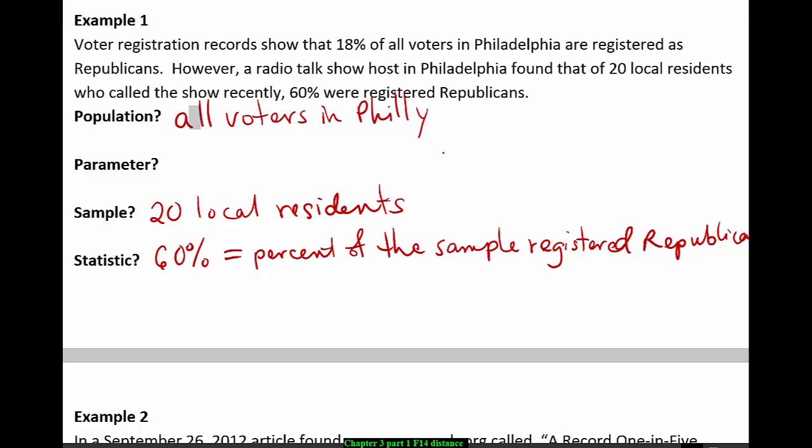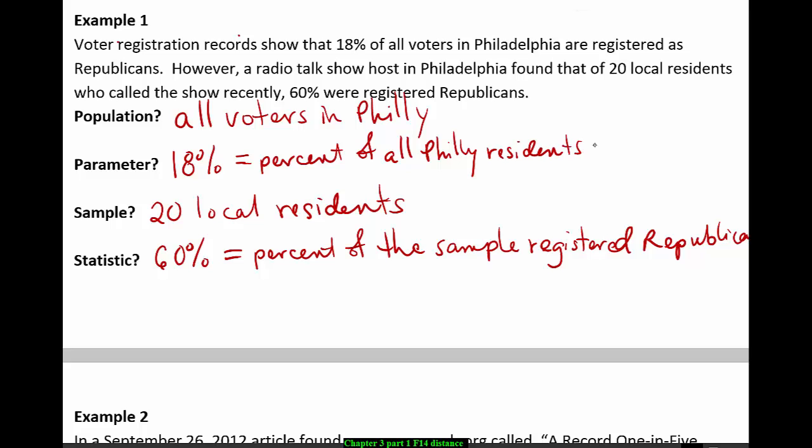How about the parameter? Remember we said usually we don't know the value of a parameter? Well, this radio talk show host didn't, but we happen to have access to the voter registration records, so we actually know the value this time, which is rare. We know that 18% is the percent of all Philadelphia residents who are registered Republican.